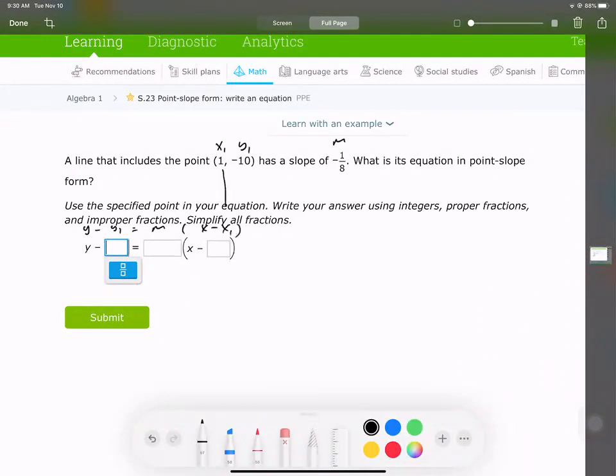So as long as we plug in the x and the y in the right position, and we plug in the m, that's just helping us set up the problem. The line includes a point and a slope. What's the equation in point-slope form? So all you have to do is copy the x and y value and the slope in. That is the setup of this problem. So my y is negative 10. My m is negative 1 over 8. And my x is 1. Right? We're just plugging them in, writing the equation now.